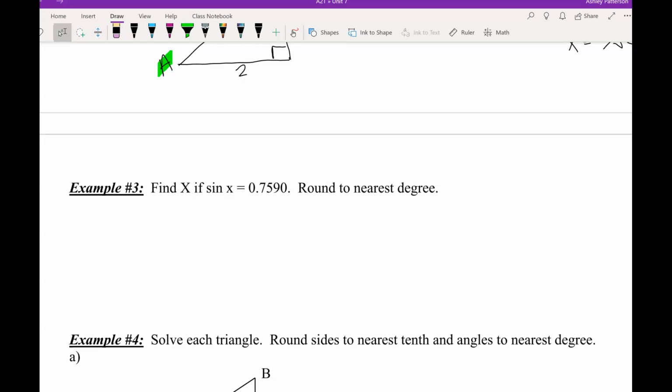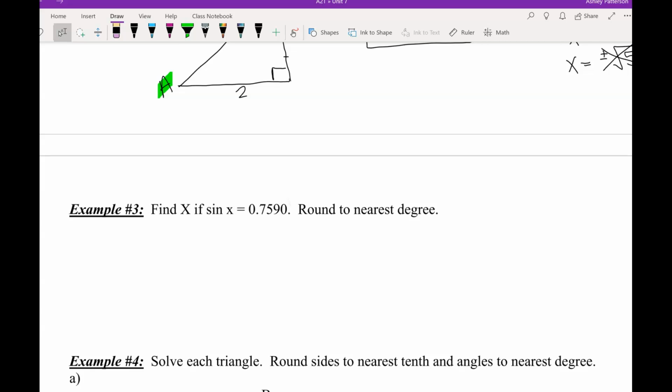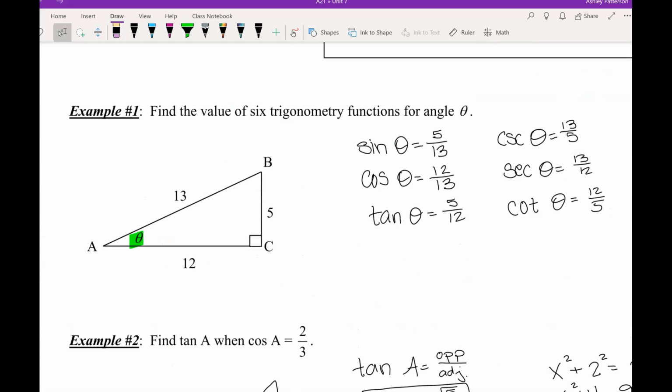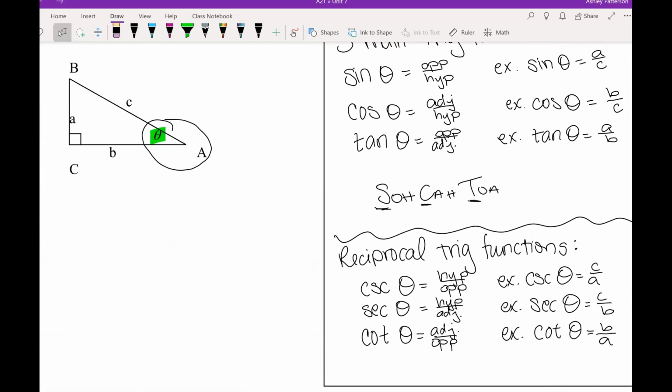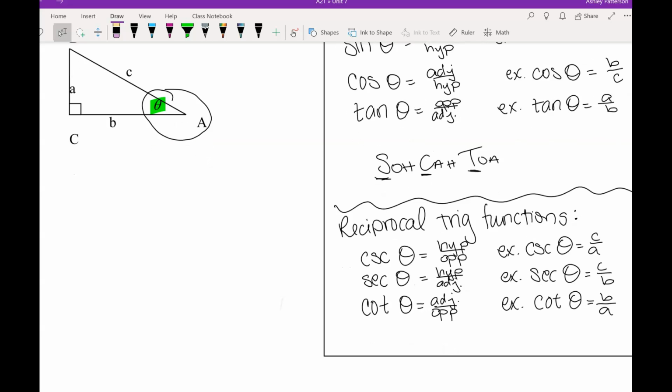Well, something to note, and you might want to write this down, is that these 6 trig functions are all applied to the angle measure. Sine, cosine, tangent, cosecant, secant, and cotangent are all applied to an angle. They give you the ratio of the sides. Okay? Again, they're all applied only to an angle. They give you the ratio of the side lengths.